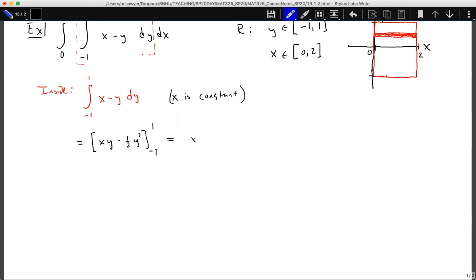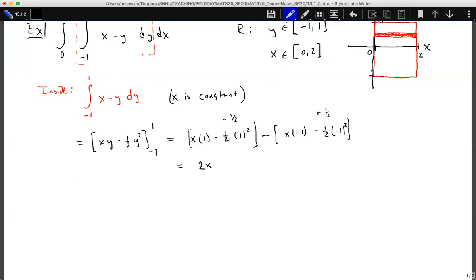We see that we get x times 1 minus 1/2 times 1 squared, this is our first part of the fundamental theorem of calculus, minus x times -1 minus 1/2 times -1 squared, which results in 2x, because the 1/2s cancel. This turns into -1/2, and this turns into +1/2, and those cancel each other out.